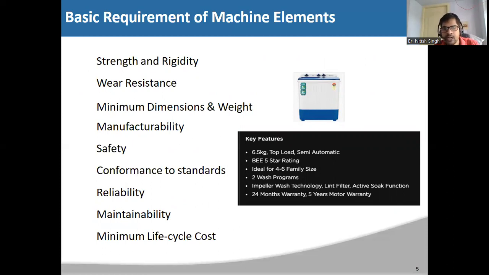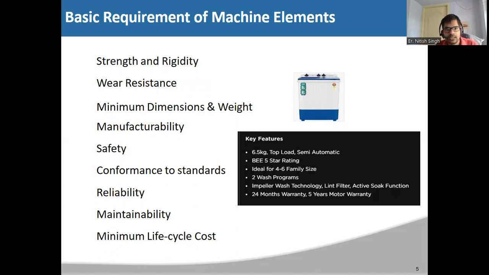We look at the features of these machines, like capacity 6.5, top load, semi-automatic, 5 star, ideal for a family size of 4 to 6, 4 washing programs, impeller washing technology, and what the warranty is. Everything is considered in the design phase. That is the main element of machines.